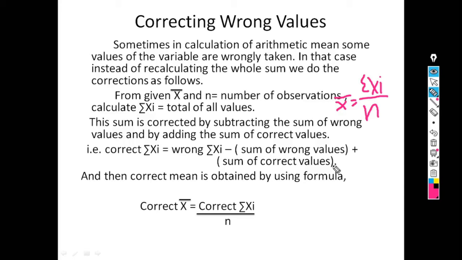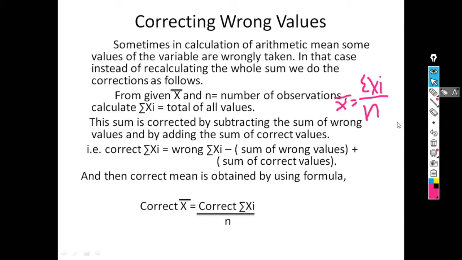That is, correct summation of xi equals wrong summation of xi minus sum of wrong values plus sum of correct values. And then the correct mean is obtained by using the formula correct x bar is equal to correct sum of xi divided by n. The formula is the same as arithmetic mean, x bar is equal to summation of xi upon n. Just add the word correct. Correct x bar is equal to correct summation of xi upon n.